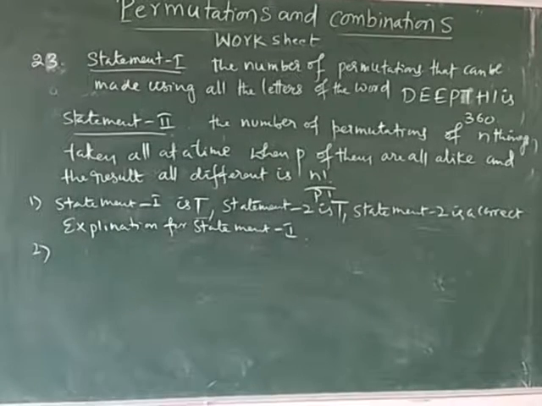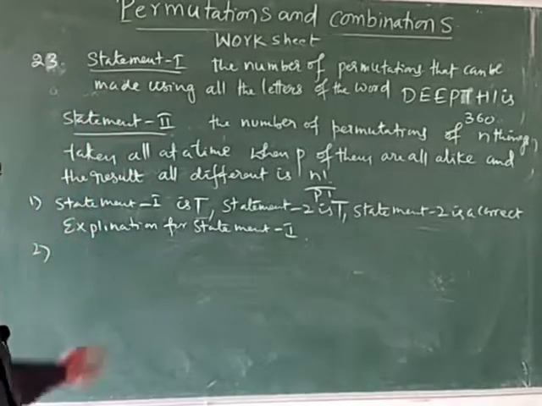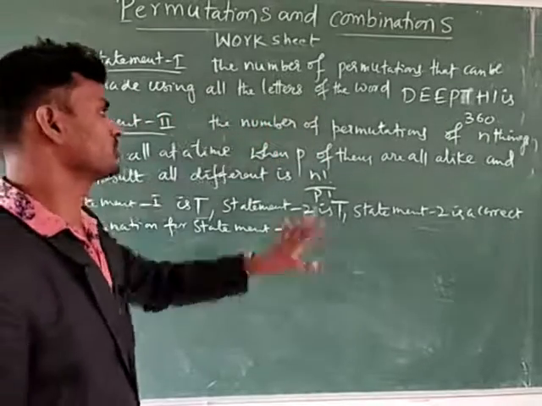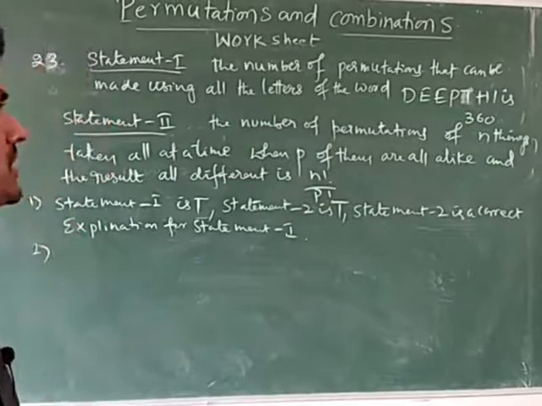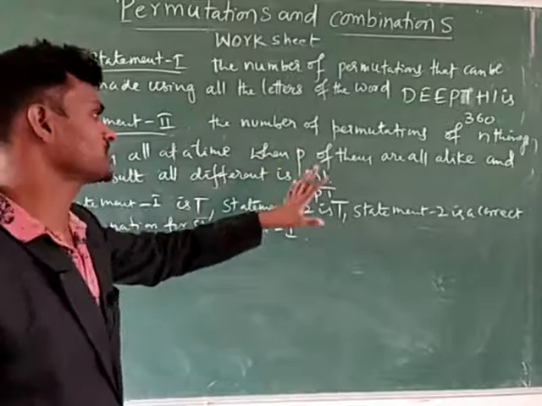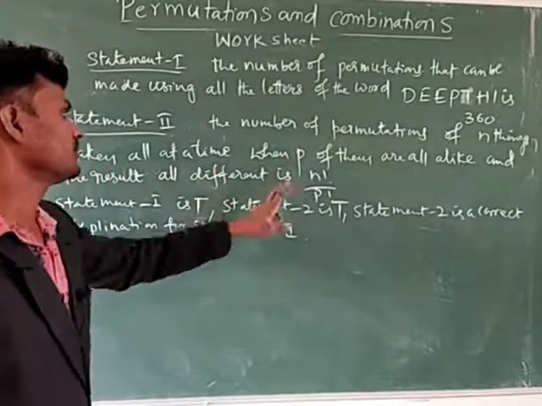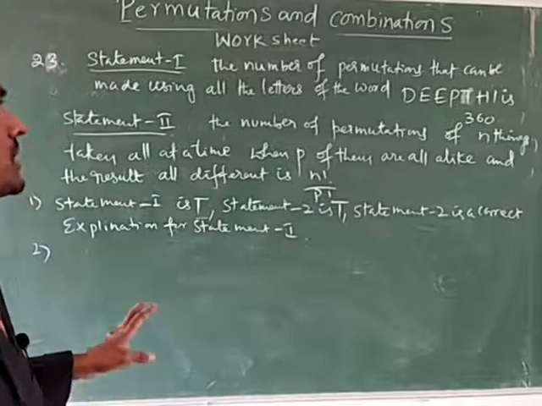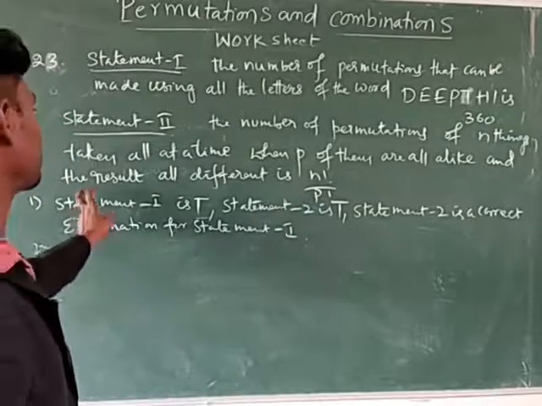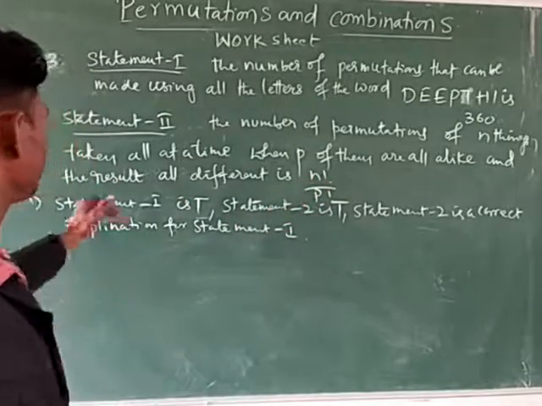Next question is statements. Statement 1: the number of permutations that can be made using all letters of the word DEPTHI is 360. And statement 2: the number of permutations of n things taken all at a time, when p of them are all alike and the rest are all different, is n factorial by p factorial. Here 4 options are given.